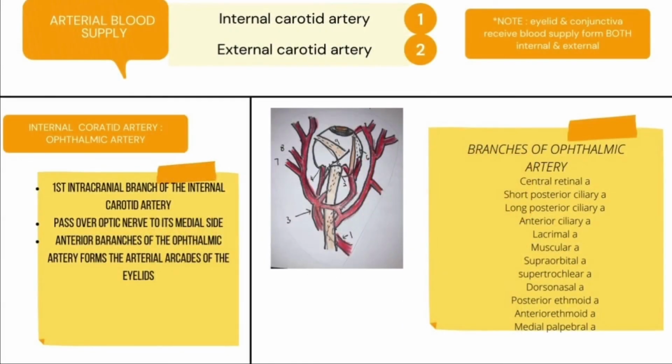Here is the arterial blood supply, which comes from the internal and also external carotid artery. You have to know that the ophthalmic artery is the major artery from the internal carotid artery. And here are the branches of the ophthalmic artery.